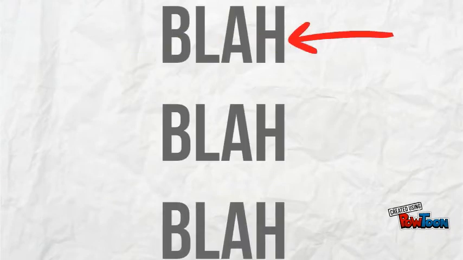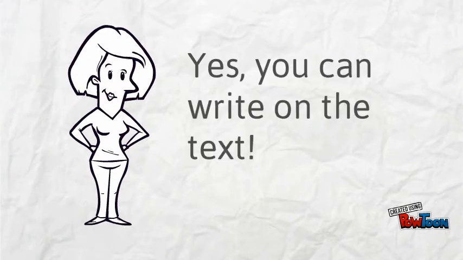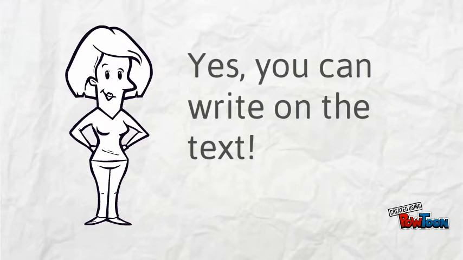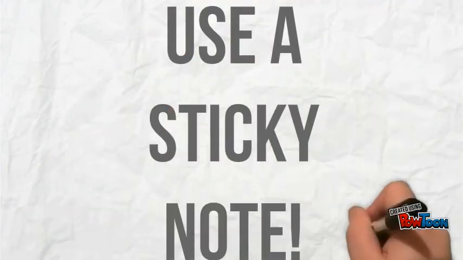First, you start off with any type of text or passage. As you read, you want to mark sections of the text that are interesting or confusing. You mean I can write on the text? Sure, as long as it's not in a textbook or library book. When you annotate something you don't own, you use a sticky note.